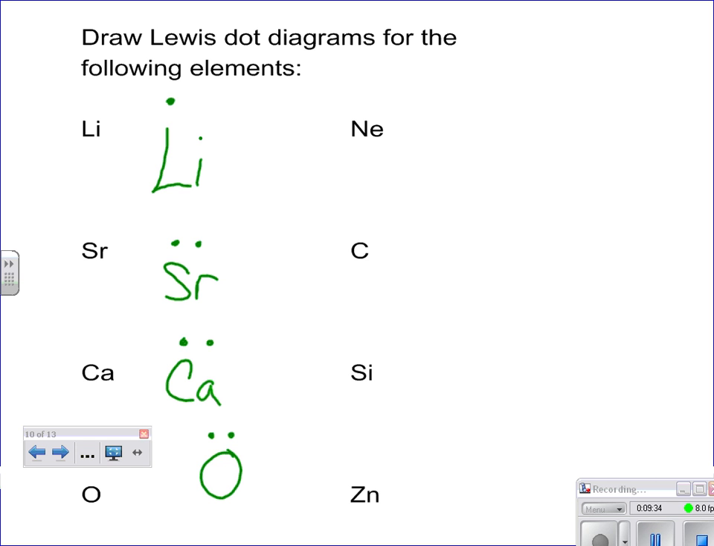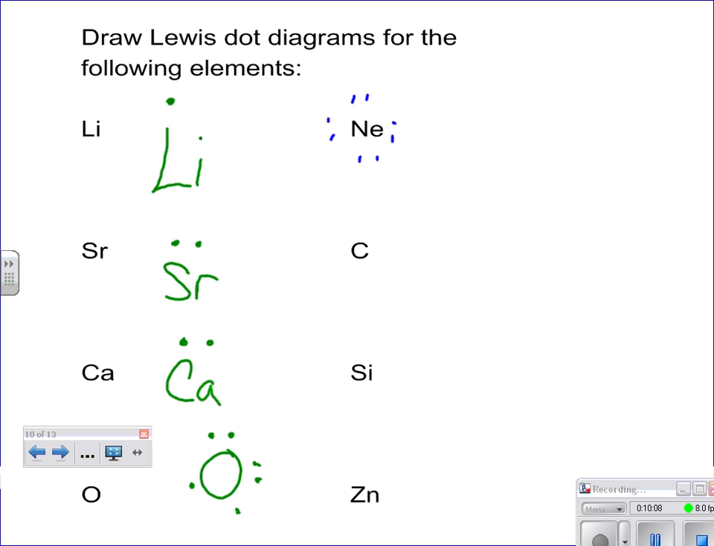Look at the order that they fill. 3, 4, 5, and 6. Then we get into neon. This is a good example to watch the order. So we know that neon, noble gas, happy, doesn't want to bond with anybody. How many valence electrons? 8. So the order would be 1, 2, 3, 4, 5, 6, 7, 8.